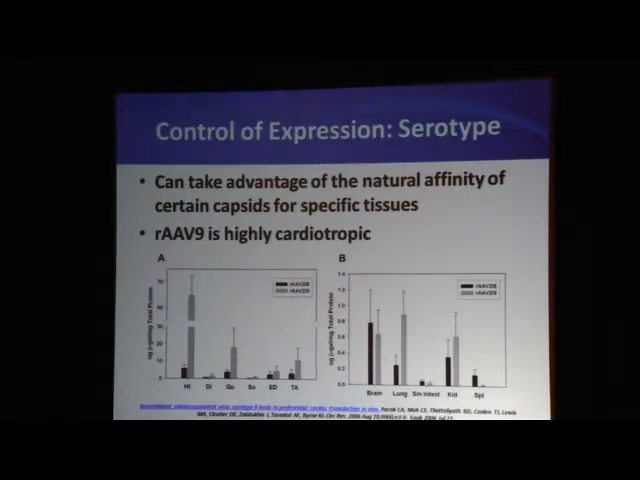With regard to different capsid serotypes, a long time ago when I was a graduate student in Barry Byrne's lab, we did a project comparing lots of different AAV serotype capsids and looking at where they naturally go, what their natural tropism is. We really found that AAV9, which is a natural serotype, was on its own very cardiotropic. That doesn't mean it doesn't go to other tissues, it just really likes the heart.